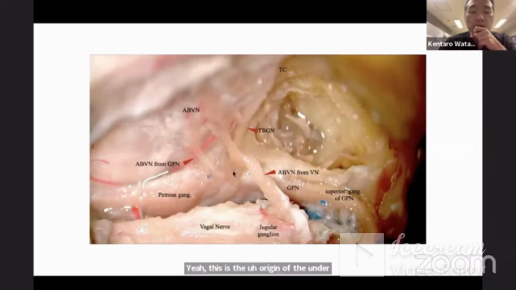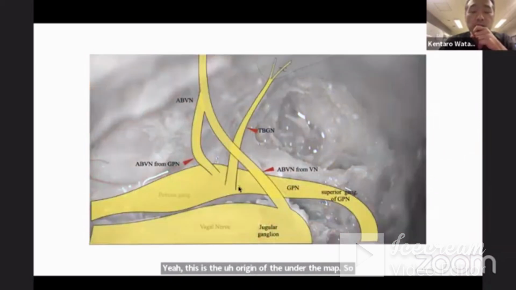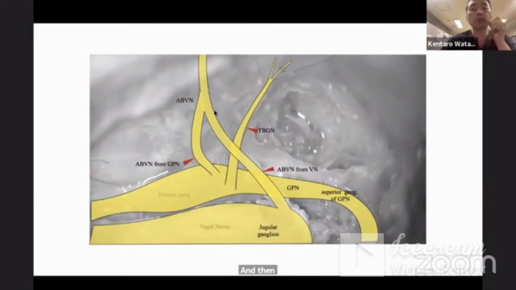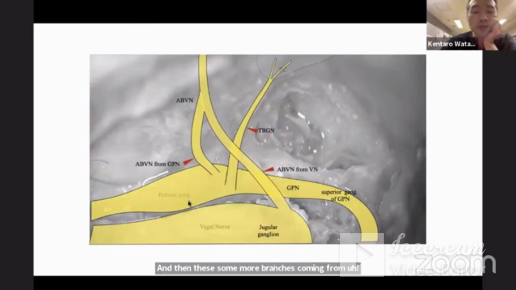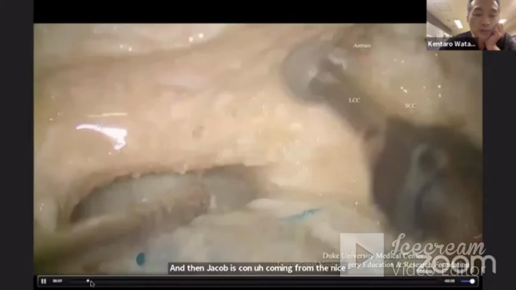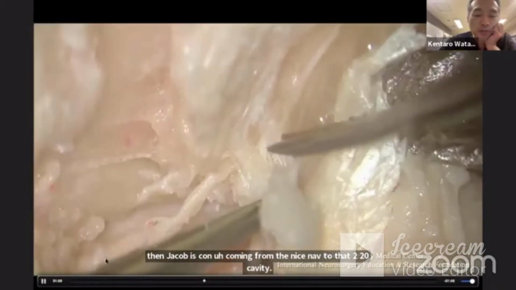It comes from the petrous ganglion, that's the ninth nerve, and the jugular ganglion from the 10th nerve. These small branches merge together and then go to the mastoid. And also there's the small branch from the petrous ganglion of the ninth. This is the Jacobson nerve, and the Jacobson nerve comes from the ninth nerve to the tympanic cavity. So this is a movie of that.